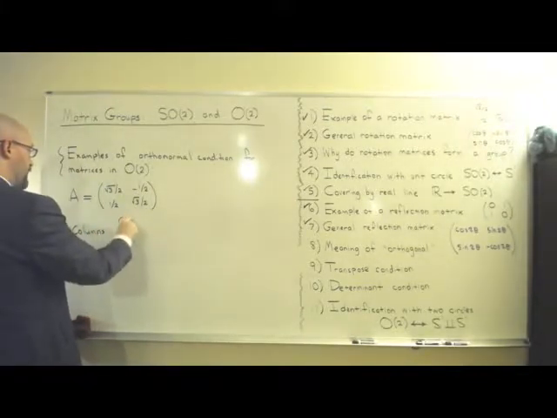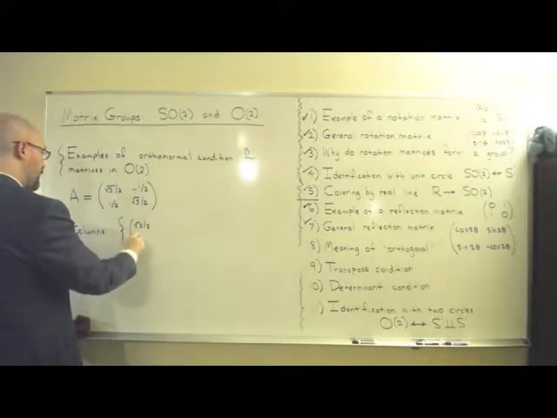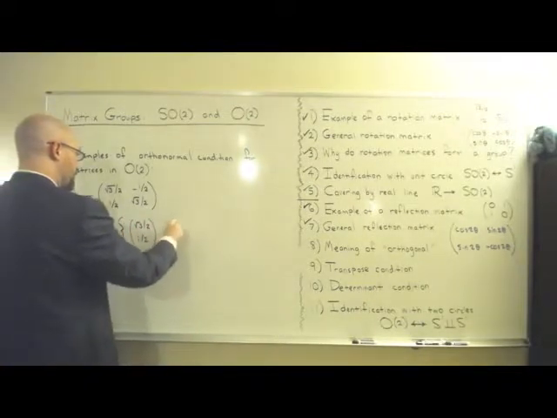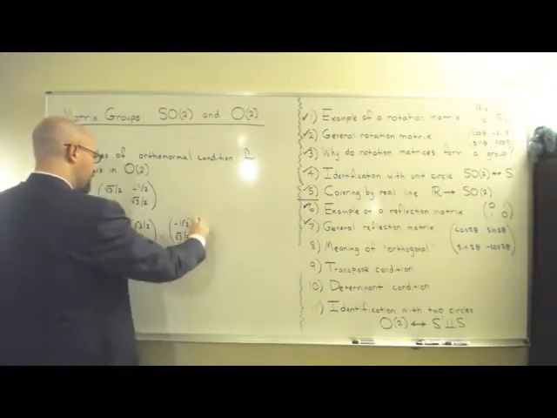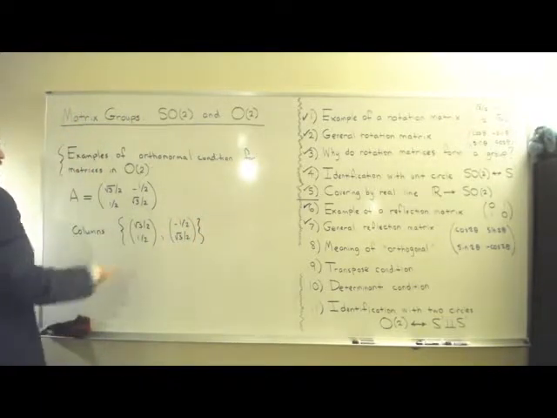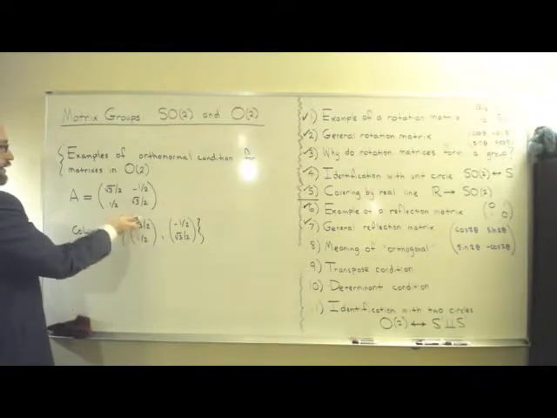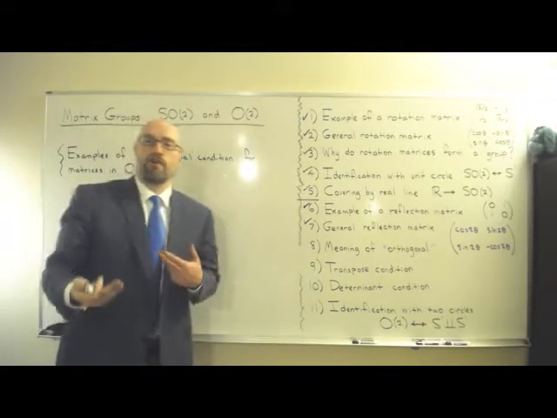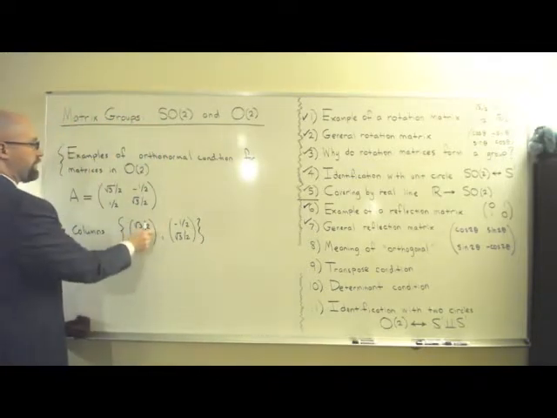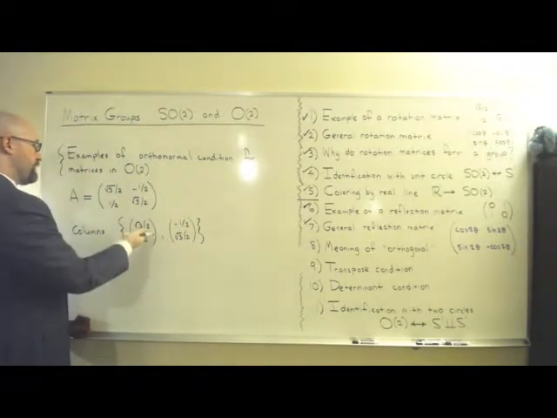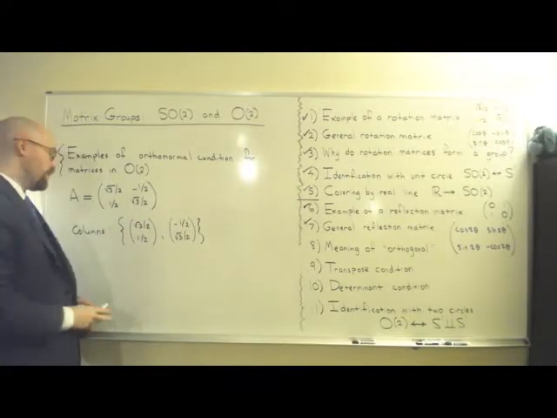Well, there's two of them. There's square root of 3 over 2, 1/2. And then there's minus 1/2, square root of 3 over 2. And I can play the same game. Now, these have the same numbers in them as what the rows did, so I think it will be pretty plausible to you that these will also be orthonormal.